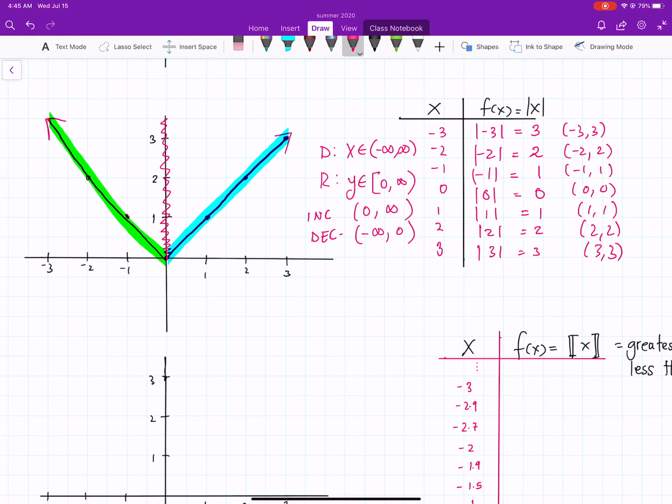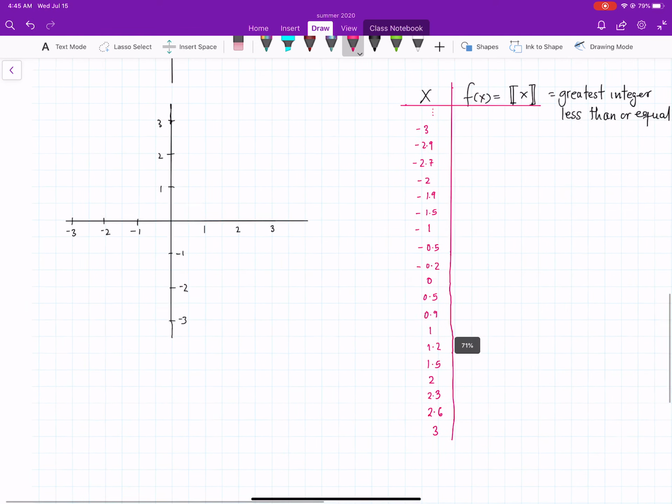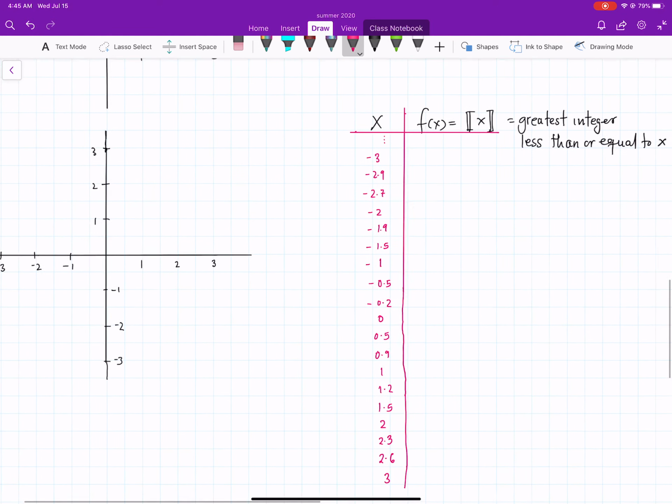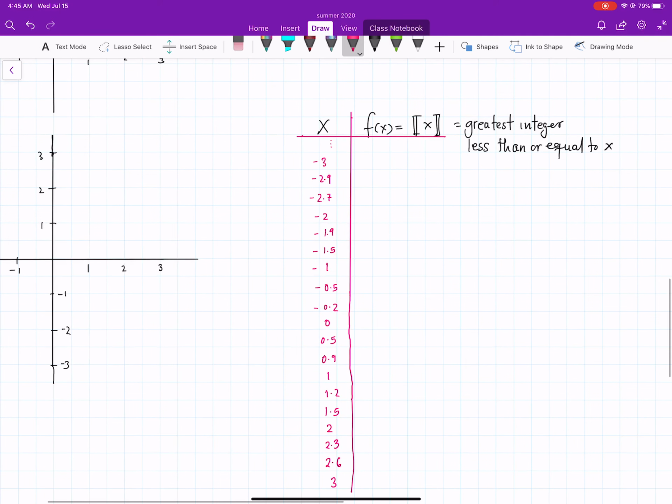Okay, now let's look at the last one. So the last one is an interesting function, and hopefully you enjoy how this works. So what it says is that this is called a flowing function.